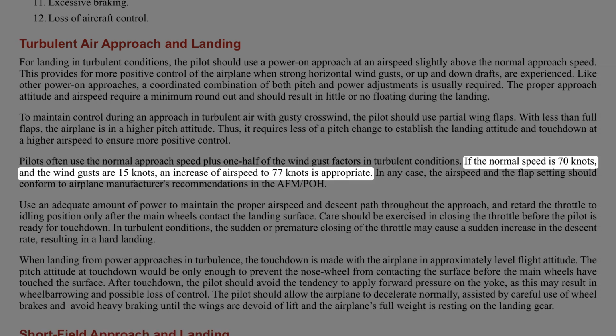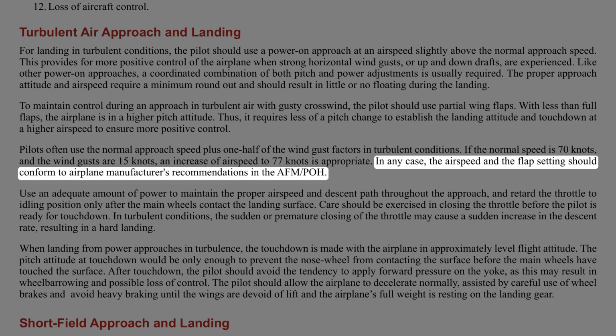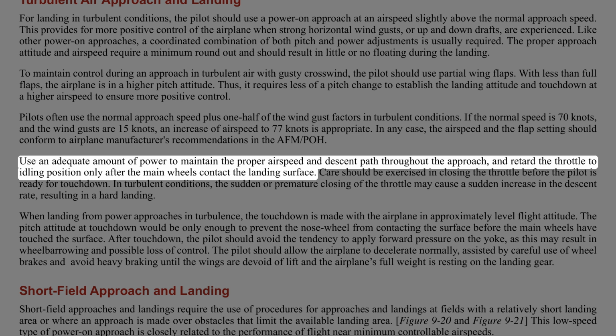conditions. If the normal speed is 70 knots, and the wind gusts are 15 knots, an increase of airspeed to 77 knots is appropriate. In any case, the airspeed and flap setting should conform to airplane manufacturers' recommendations in the AFM/POH. Use an adequate amount of power to maintain the proper airspeed and descent path throughout the approach, and retard the throttle to idling position only after the main wheels contact the landing surface.